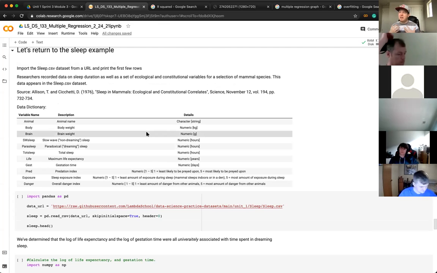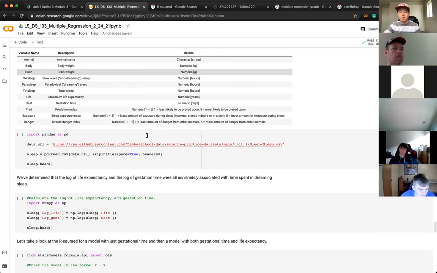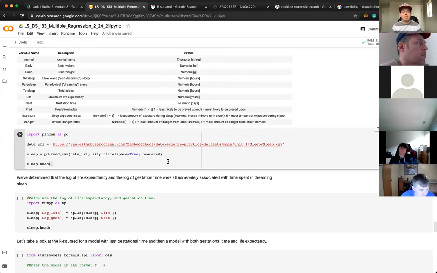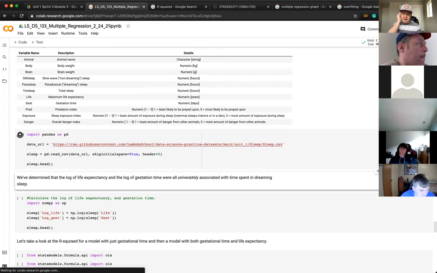Let's see if we can find out some other variables that make an impact on dreaming sleep. See if we can have a higher adjusted R squared, and be able to capture a greater percentage of the variability of all the things out there that could explain dreaming sleep. Let's try and account for more of them in our model. And by doing so, we will be able to make more accurate predictions as well. Okay. So we'll load this data set.